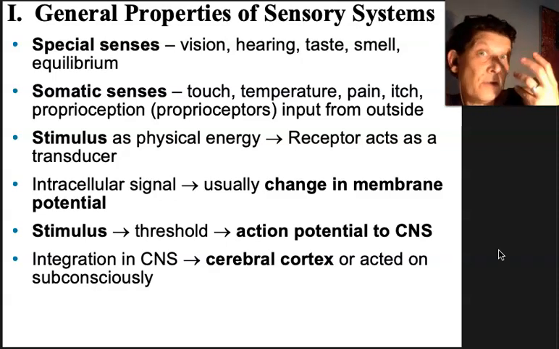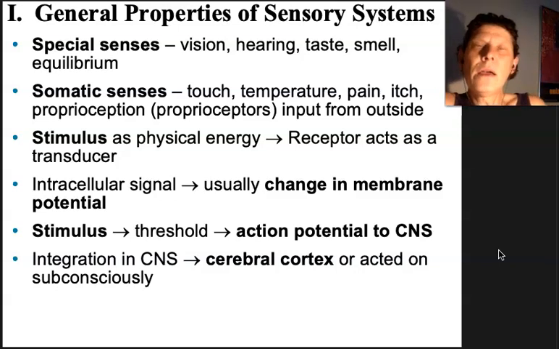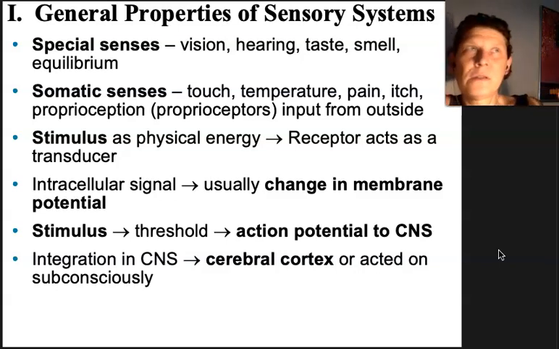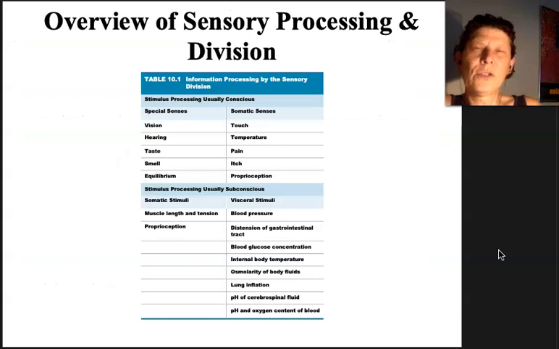The information is then integrated in the central nervous system, ultimately makes its way to the cerebral cortex, and is acted on subconsciously if it, for instance, goes to the limbic system, which it actually does go either way. But there can be, of course, subconscious reactions.